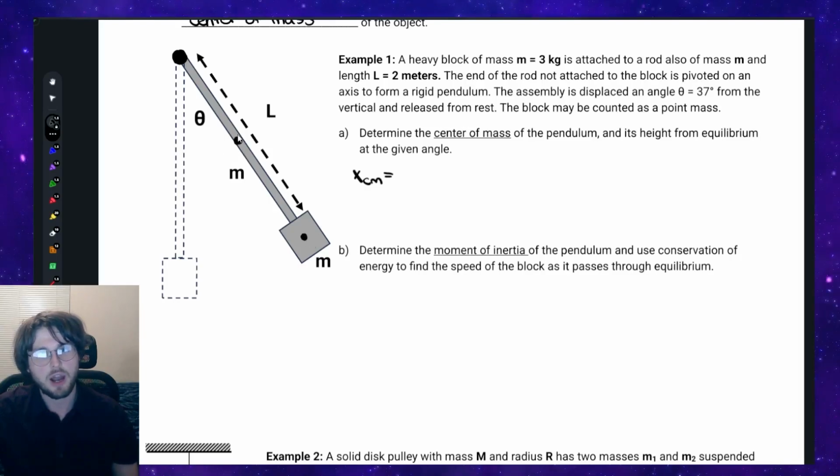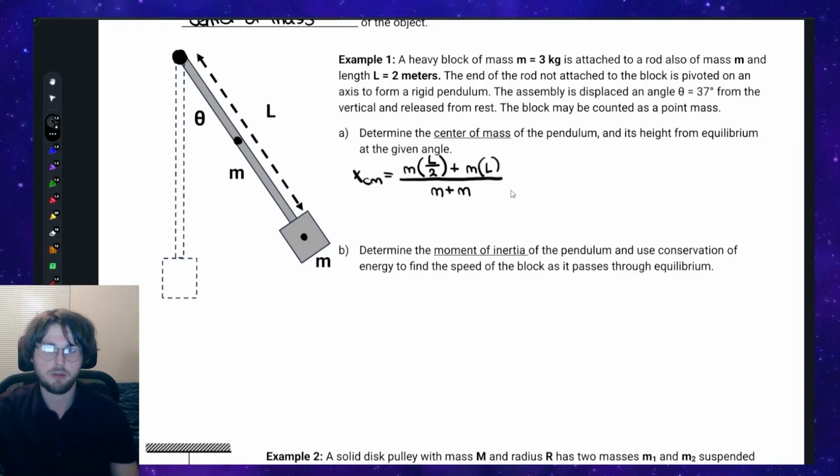Now, the center of the rod is at a distance L/2 away from the attachment point. So over here, our first combination of mass and distance is going to be mass times L/2. That's the rod. And then added to that is going to be this block here at the end. That's going to be mass times the distance of L away. And then divided by that is the total of all of the masses that this object is made of, which is just going to be m plus m.